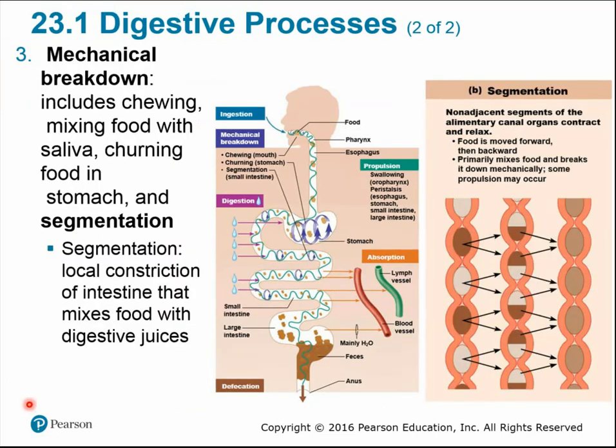The third digestive process is mechanical breakdown. So this is just physically breaking the food down into smaller pieces so that we can increase the surface area for our digestive enzymes and things to take effect. So chewing or mastication is one. Churning in the stomach is another type of mechanical breakdown. And then we have what's called segmentation. So when the food reaches the intestine, it's going to shake it back and forth and mix it up with all the digestive juices as it's propelled throughout the GI tract.